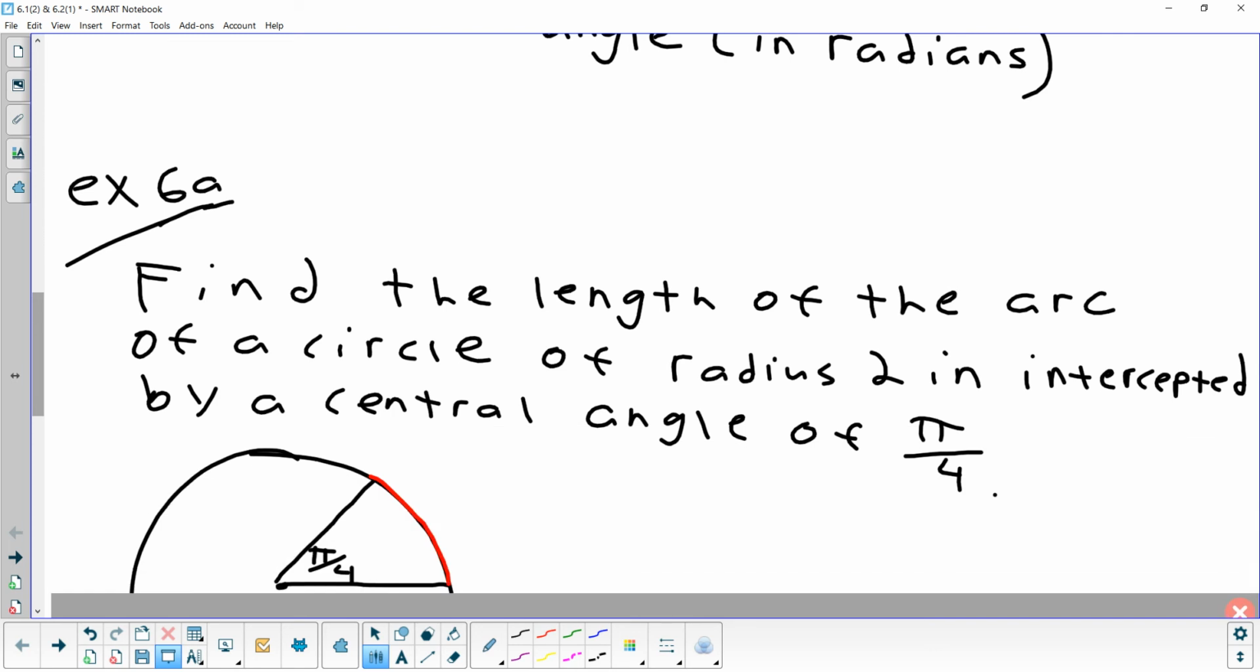All right, so let's find the length of an arc in a circle that has a radius of 2 and an angle of pi over 4. Is the angle they gave me radians or degrees?